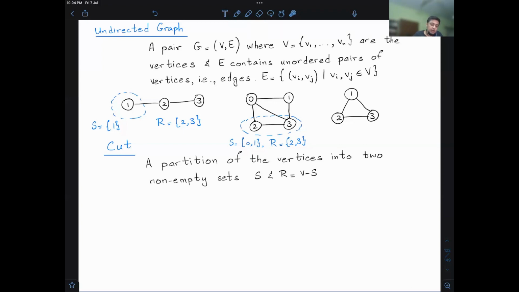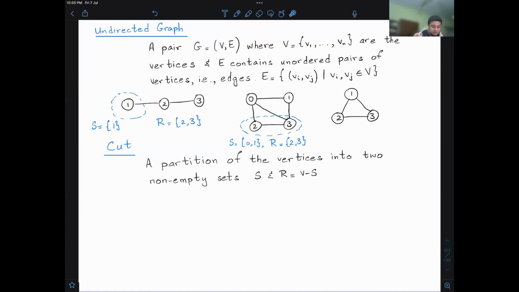So if you say one set is S, some subset of V, then the remaining set of vertices will be R, V minus S, right? So example, in this particular graph, you had vertices 1, 2, 3. One trivial cut would be to say, all right, I have one partition in which I only have vertex 1, and another, the second partition then will obviously contain vertices 2 and 3.